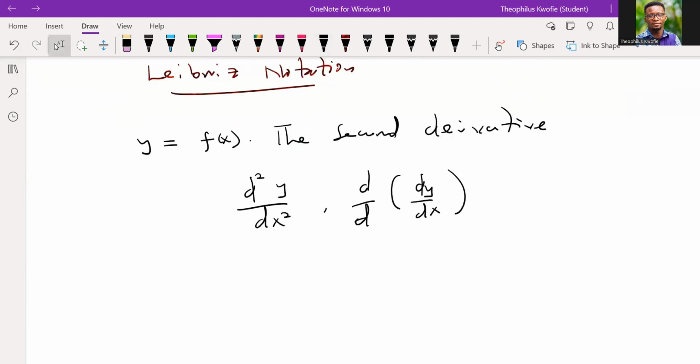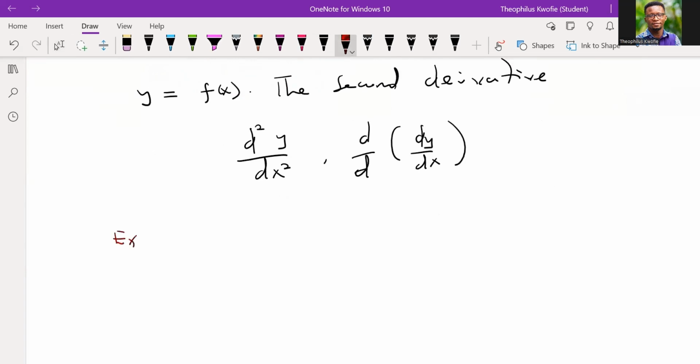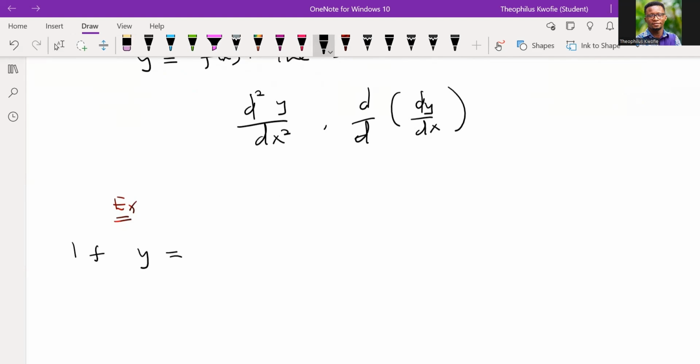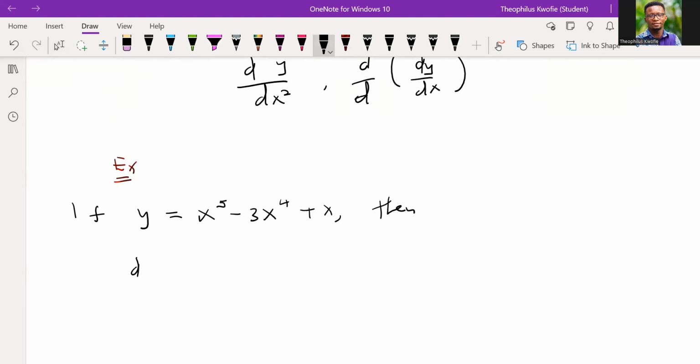So let's get some basic examples here. If y equal to x to the power 5 minus 3x to the power 4 plus x, then what is your dy dx? What then becomes the change in y with respect to the change in x? As we mentioned, by the rules of derivatives, we drop the power, then we decrease the power by 1, and we have something like this. Then the next one becomes the second derivative. With the second derivative, we use this notation to represent it. The second derivative means that we're just going to differentiate the first derivative, okay?